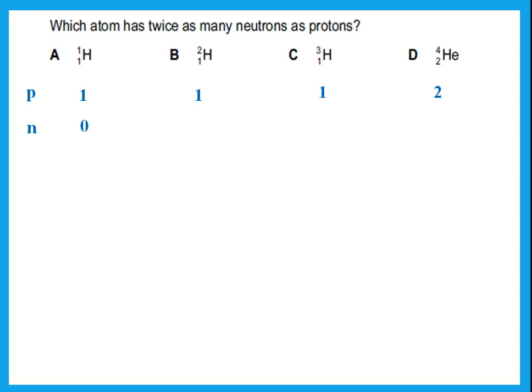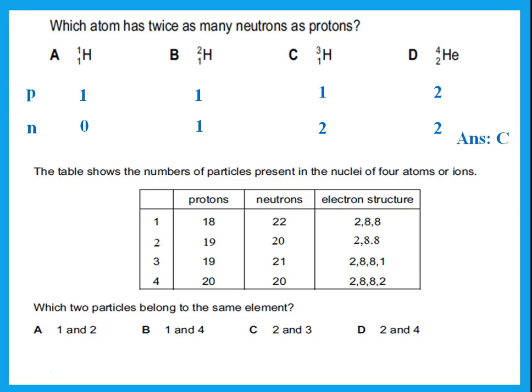So this first one doesn't have any neutrons. Second one has only 1 neutron, 2 neutrons, and 2 neutrons. So which one has neutrons twice as the protons? That is C. Can you see that?